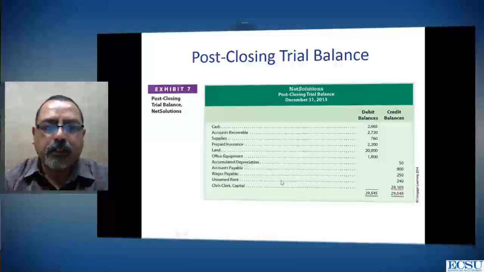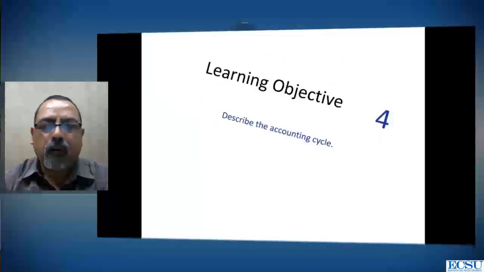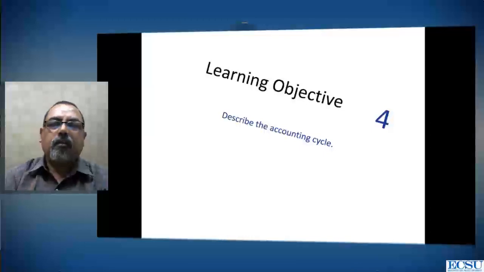This is the format. As you can see, you don't see a revenue account, you don't see an expense account, you don't see an income summary or a drawings account. So these are all your permanent accounts, and that is what the post-closing trial balance will have. That's all for this presentation. I'll pick up from learning objective number 4.